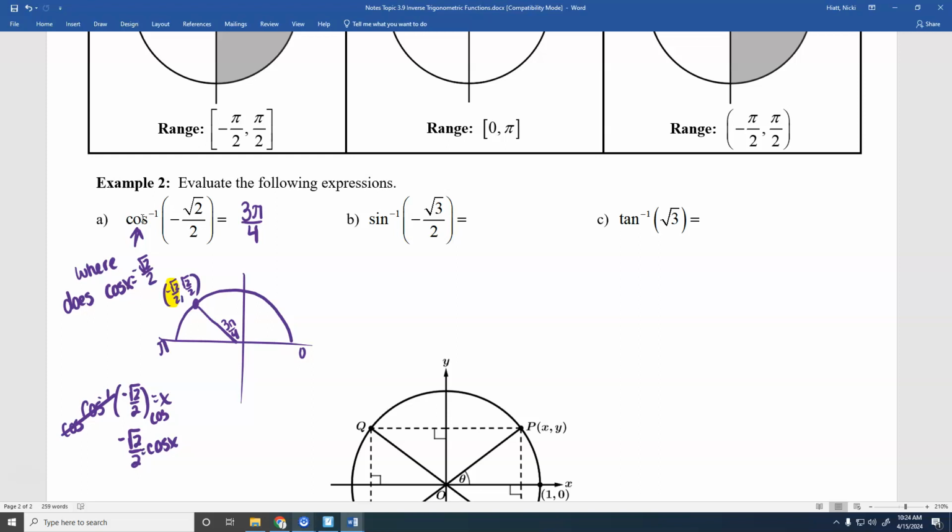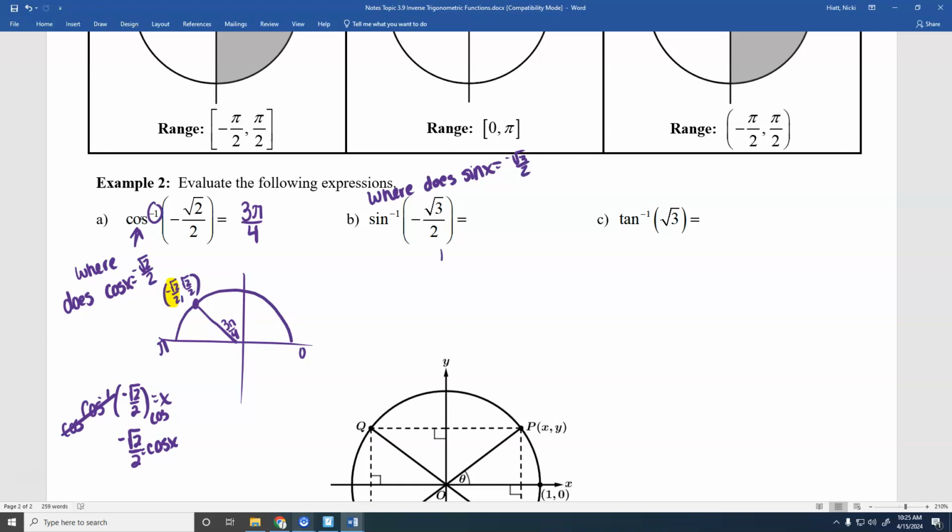That little negative 1, you got to remember too, it's not like a negative 1 exponent. It's saying the inverse of cosine. So it's really asking you, where does cosine equal, is what it's asking you there. So, like, B, is that saying, where does sine x equal negative square root of 3 over 2?